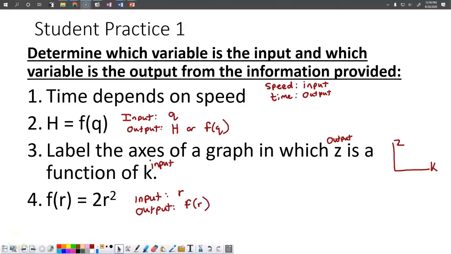Now for number 1, it was kind of dirty pool. I told you guys time is almost always the input, but in this case it's actually the output. How can you tell? Well, they're doing the verbal representation, right? And when you do a verbal representation, the one that comes first has to be the output.